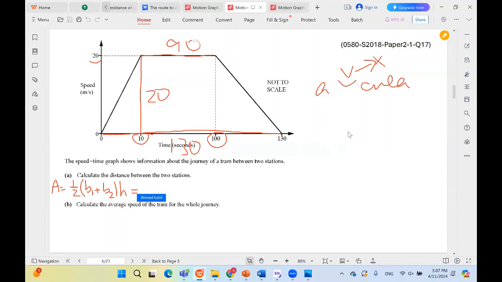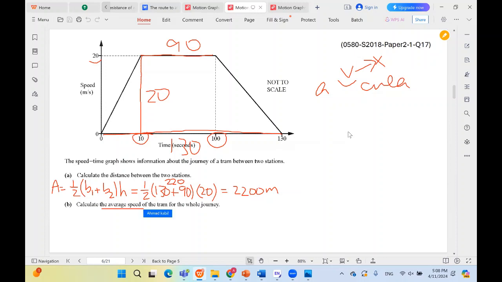And this is equal to half times 130 plus 90 multiplied by 20. This part here is 220. If we multiply these three numbers together, we get 2,200 meters. Next, we are required to get the average speed.